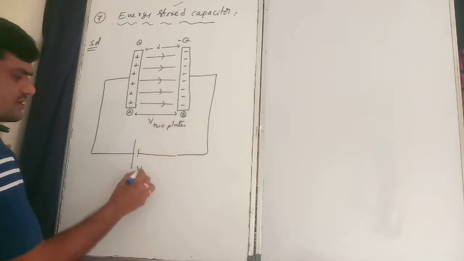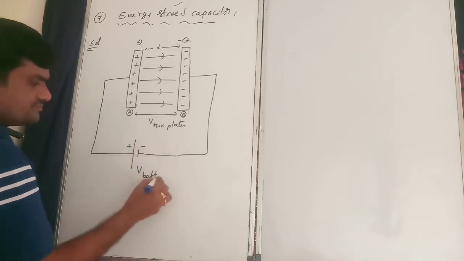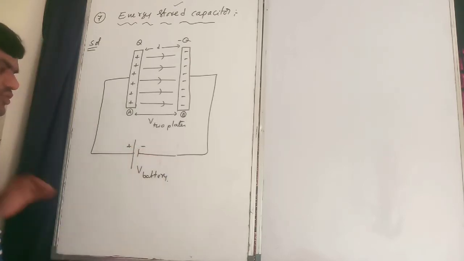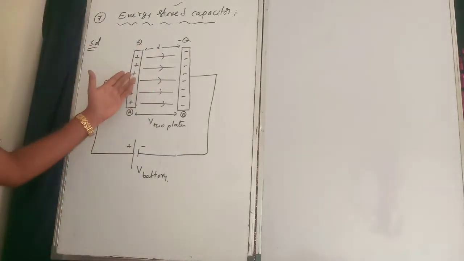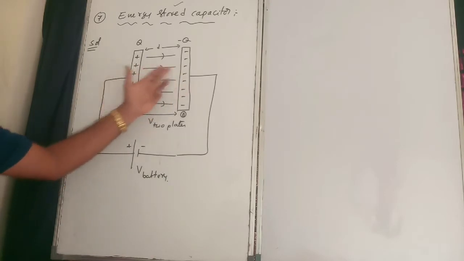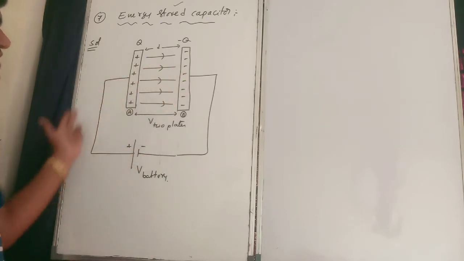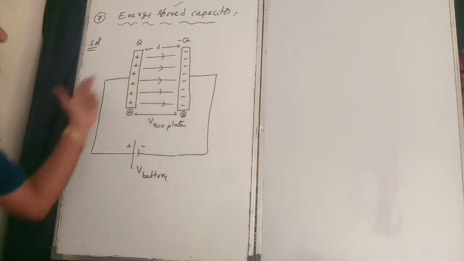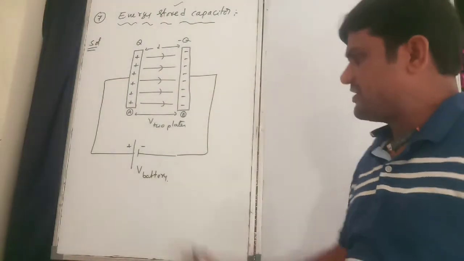Here is the battery. The potential of the battery is V. So now the work: we want to transfer charge from positive to negative. That means potential is going from here to here. So how much time will it go, sir?